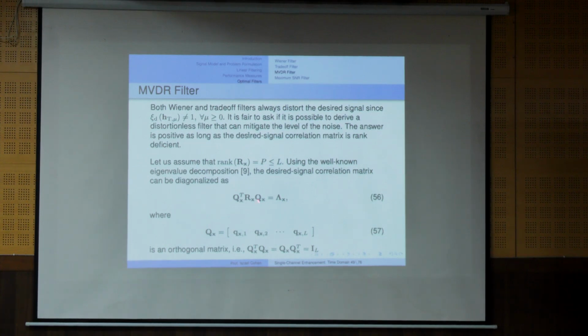If we know that the rank of Rx is lower than L, so the rank is P, which is lower than L, we know that some of the eigenvalues in lambda are 0. So we have P non-zero eigenvalues. We can take this matrix and order the eigenvectors according to decreasing order of the eigenvalues.